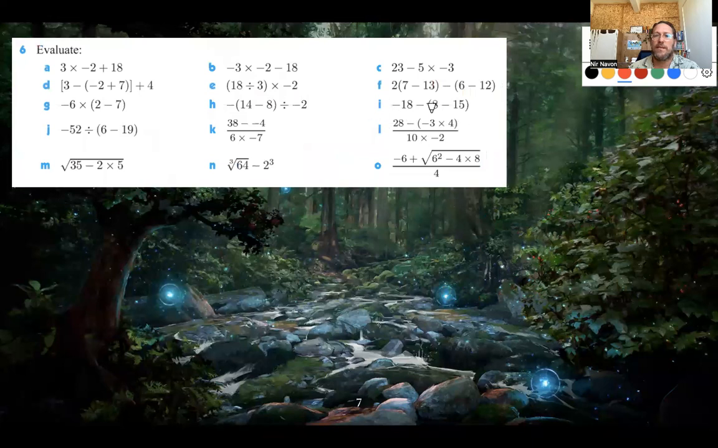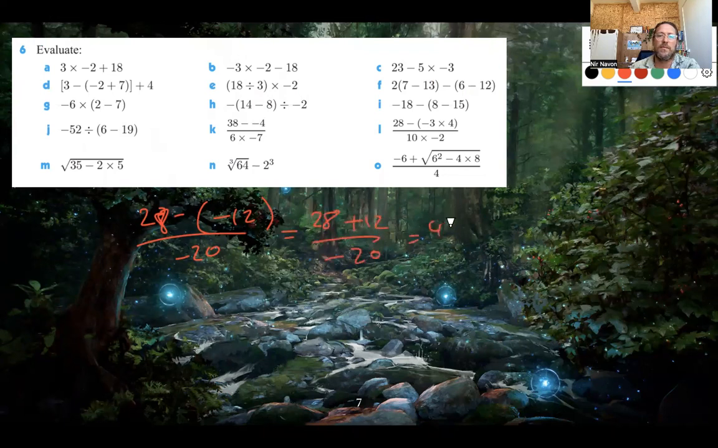Here, let's evaluate this one, because we have a numerator and denominator. That would be 28 minus 3 times 4, which is minus 12. See that I left the brackets because it's a negative number. And 10 times minus 2 would be minus 20. Now the negative minus and minus become a plus. 40 over minus 20 is minus 2.